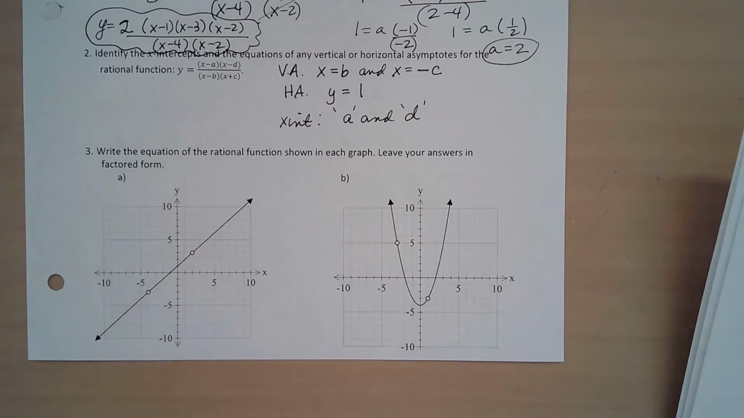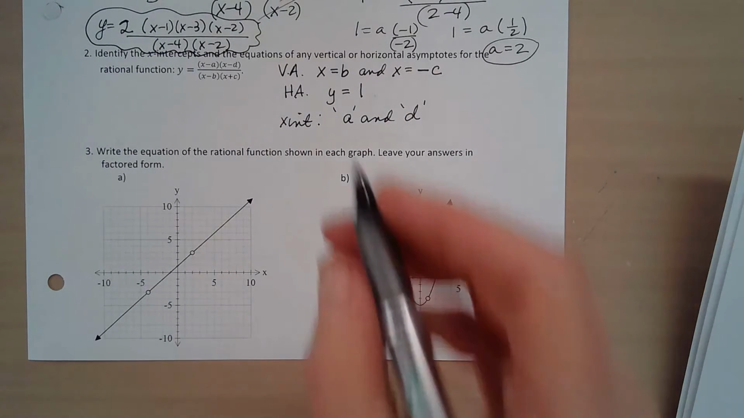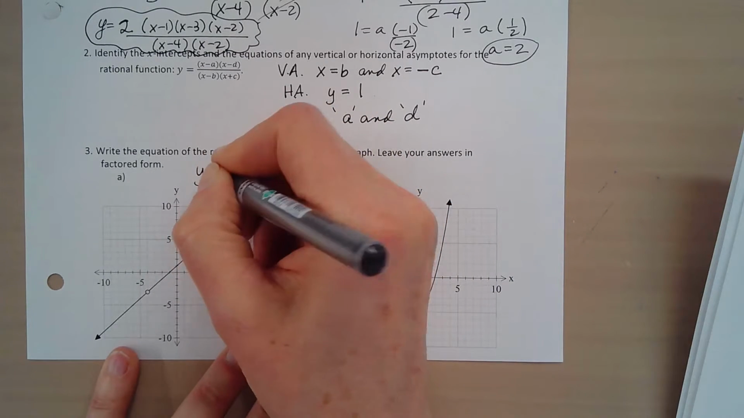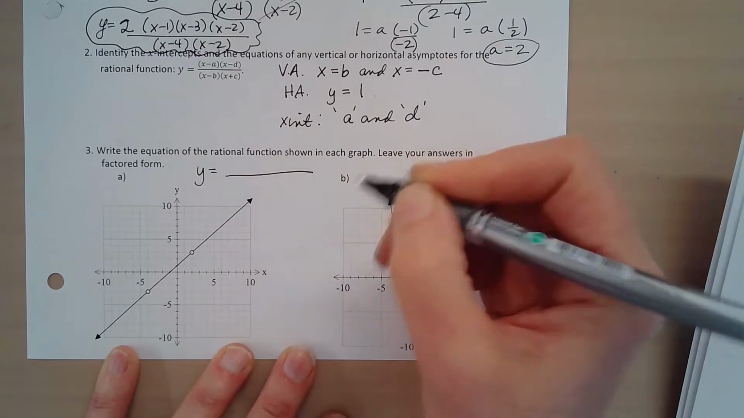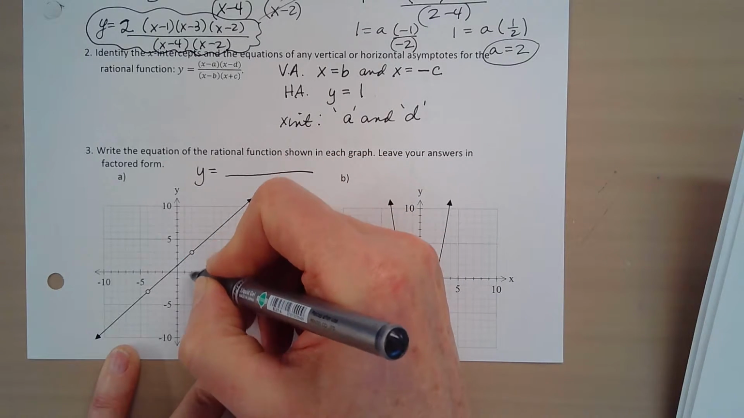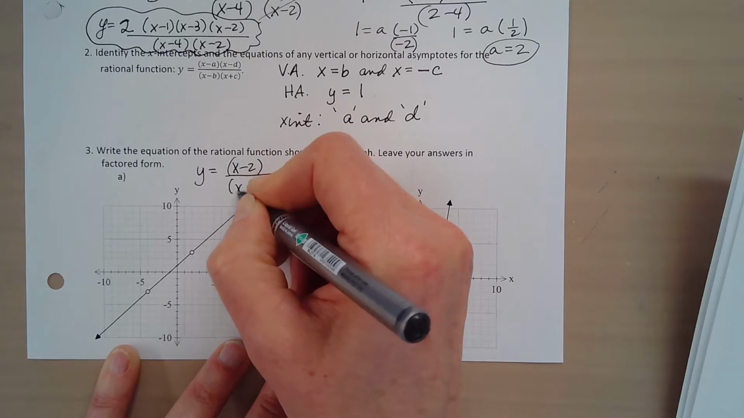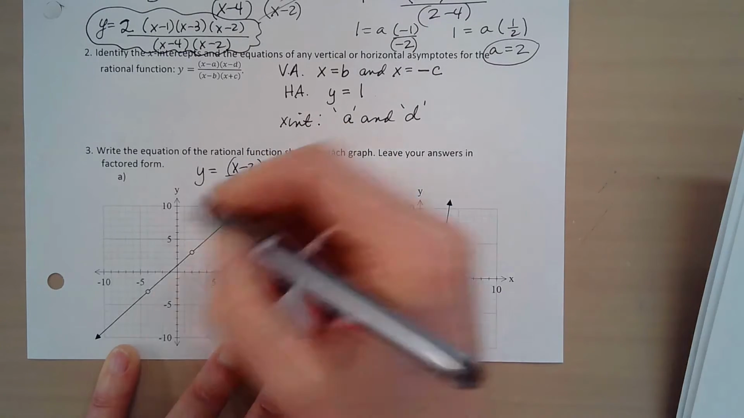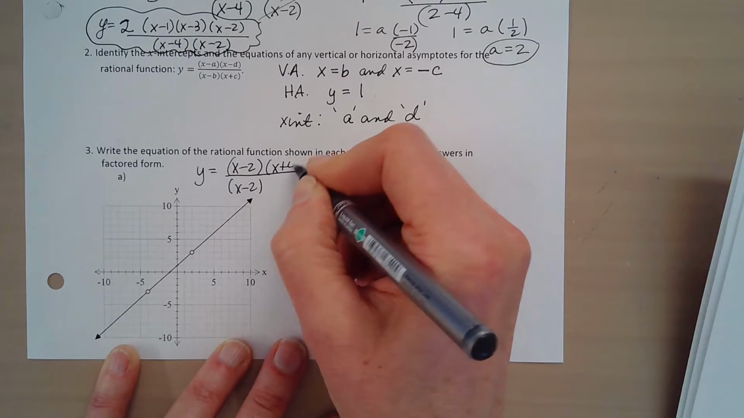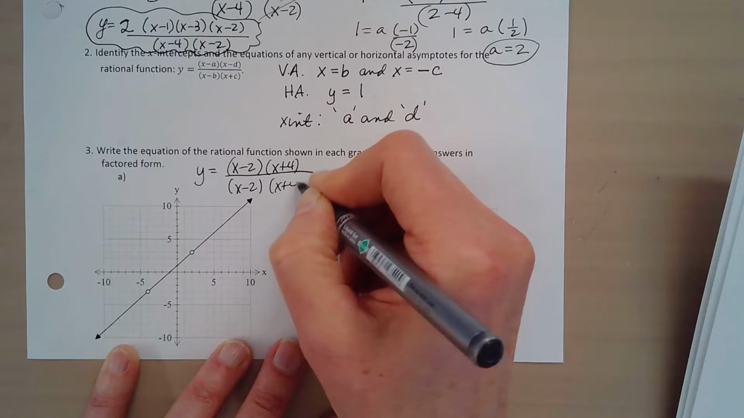I don't know if you started with looking at the line first and then adding the common factors, or starting with the common factors, then adding the line. How many people started with the common factors first with the holes? Okay, let's do that. So I know it's y equals. Let's do the holes first. So what do I have? X at 2. So I have x minus 2, top and bottom. And then negative 4. So x plus 4. Okay, I got my holes taken care of.